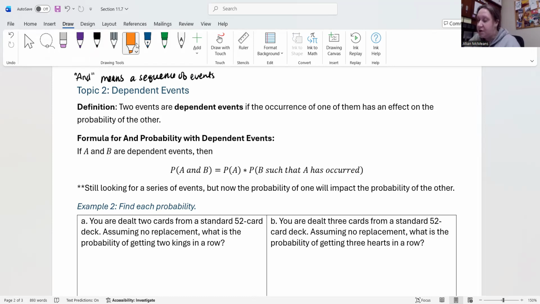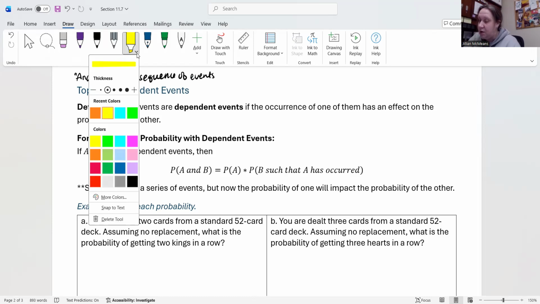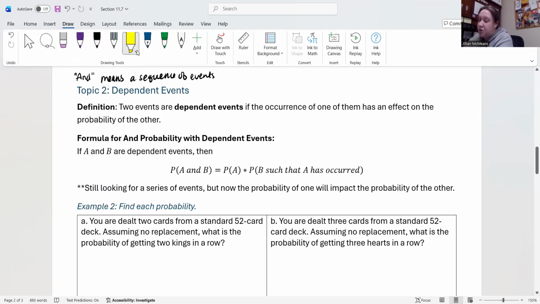So as our definition, let's go back to yellow. It says two events are dependent events if the occurrence of one of them has an effect on the probability of the other. So we do have some kind of effect. That first probability is going to change the outcome of the second. The second is going to change the outcome of the third. The third is going to change the outcome of the fourth.